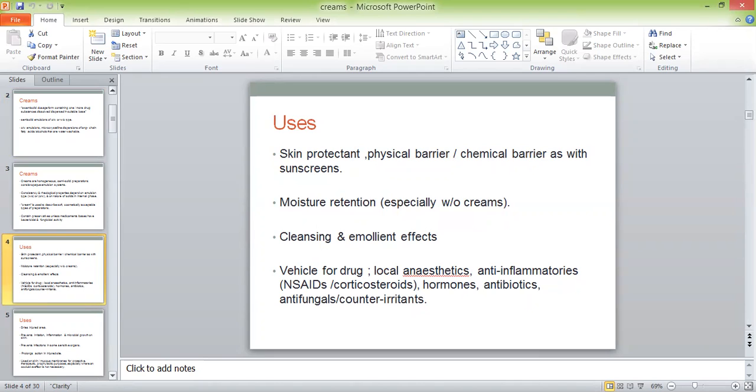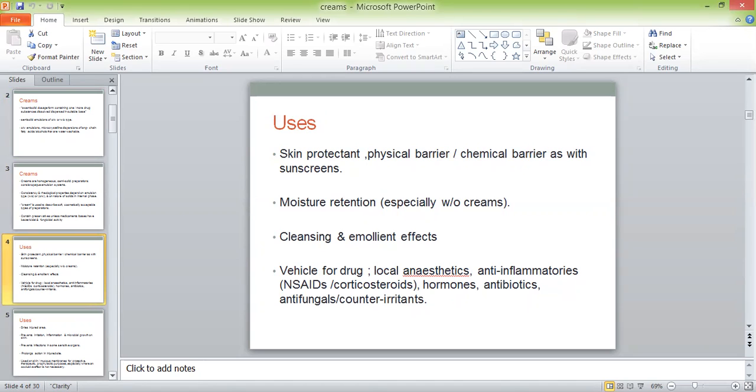They help in the moisture retention, which means that they prevent the escape of moisture from skin, or they prevent the loss of the moisture from the skin. And the example of such type of creams are water and oil creams. And they have cleansing properties, and they have emollient effects, which means they are very soft. They will give a soothing effect, a softening effect to the skin.